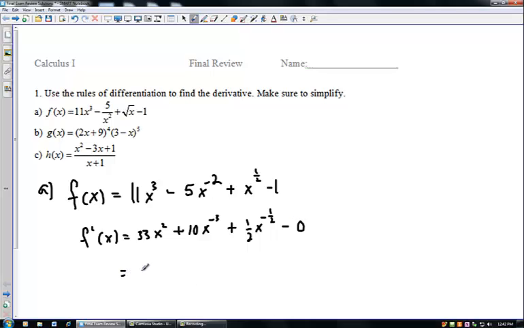The rest is some algebra, so I'm going to write this as 33x squared plus 10 divided by, because it has a negative exponent, so it's x cubed, and then plus 1 divided by 2, and because the exponent is negative, it's going to go in the bottom, so square root of x. And that's my final answer.